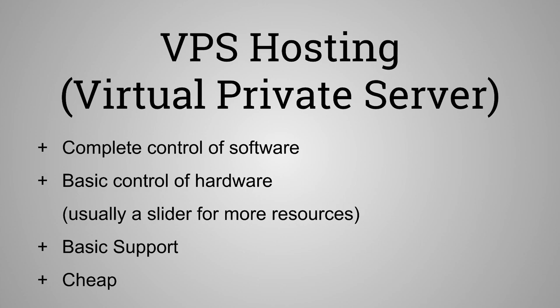You tend to give one-to-one. So if you have a server with 16 cores in it, 16 CPUs, then you'd slice it up into 16 virtual servers, or 4 servers with 4 CPUs in it. So with a VPS, you have basic control of the hardware. It's usually just a slider sort of saying, I want 1 core, 1 CPU, 2 CPUs, and that will come with like 1-2 gigabytes of RAM. And that's enough to get you started.